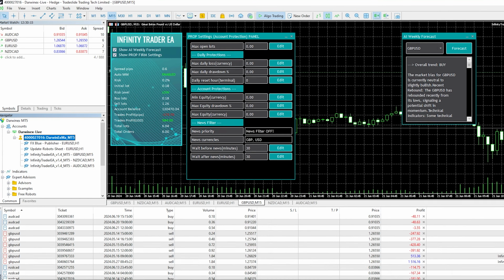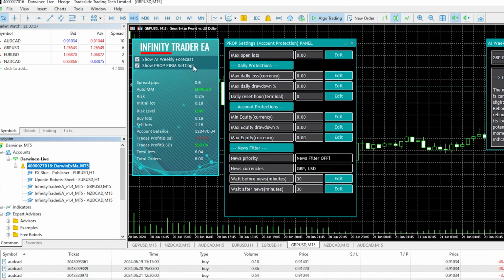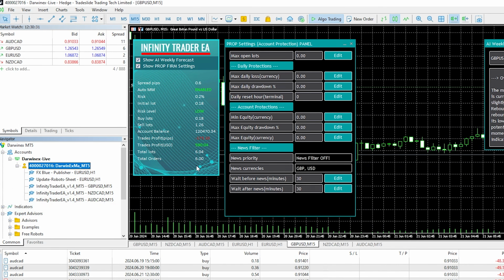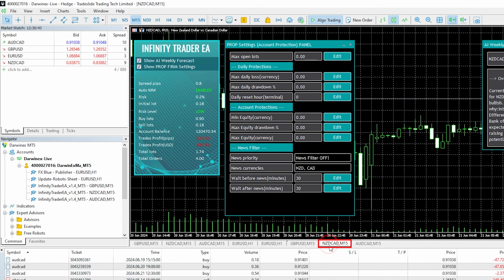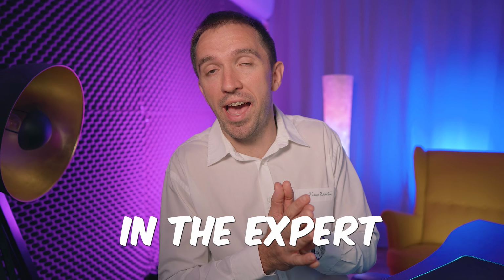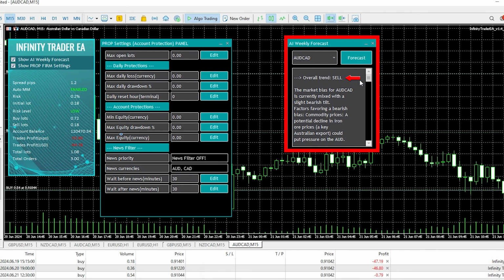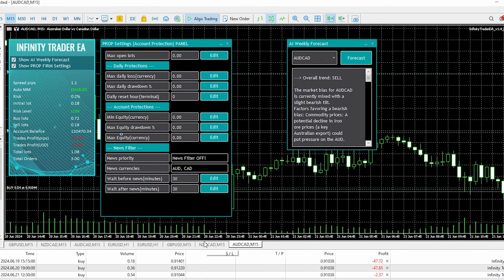If you look at my screen, you will see that on one of the VPSs I have the account with the Infinity Trader EA that is trading on a few charts. I have it on the pound dollar, the New Zealand cat, and the Aussie cat. The AI tool in the expert advisor gives me an overall trend expectation if we are in a short market or if we are in a long.